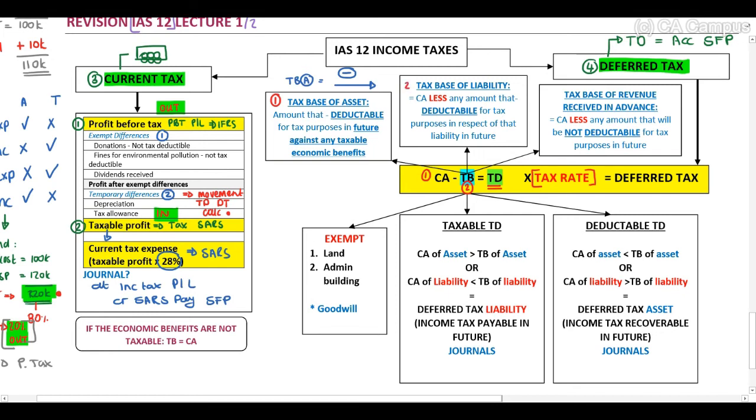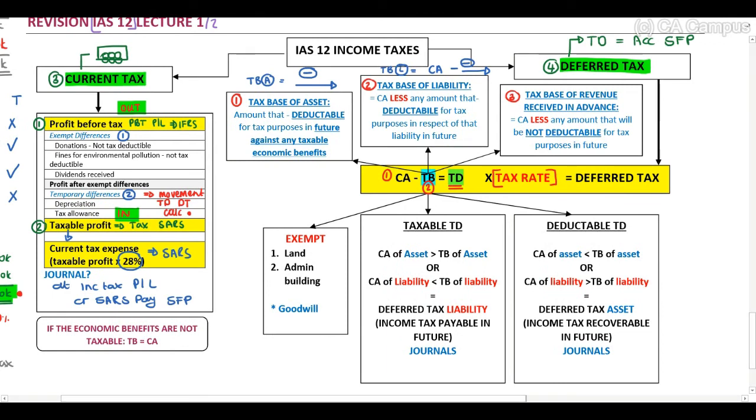The second rule that you need to study is the tax base of a liability. Therefore, your tax base of your liability will be the carrying amount minus the amount that will be deductible against any taxable economic benefits in future. And then we need to know the tax base of our revenue received in advance. And this will be our carrying amount minus the amount that will not be deductible in future.